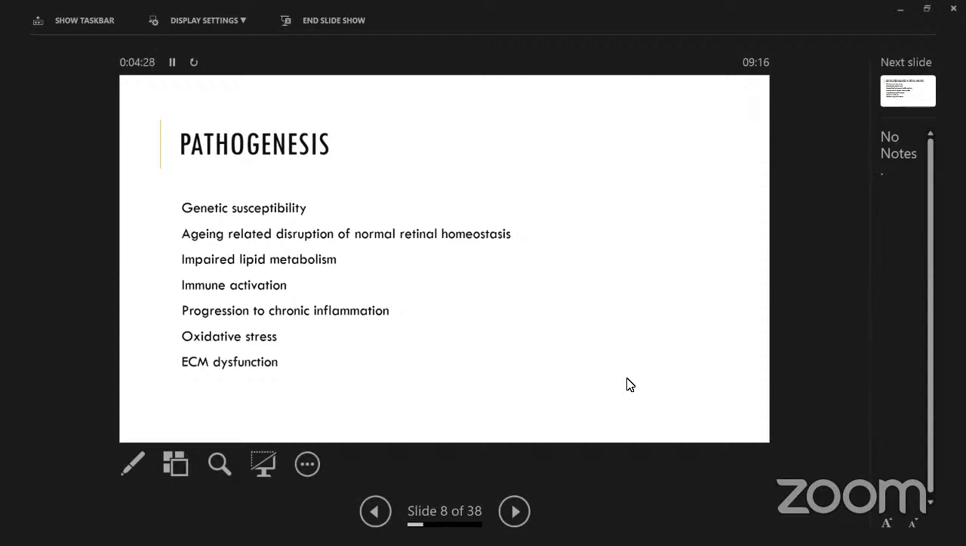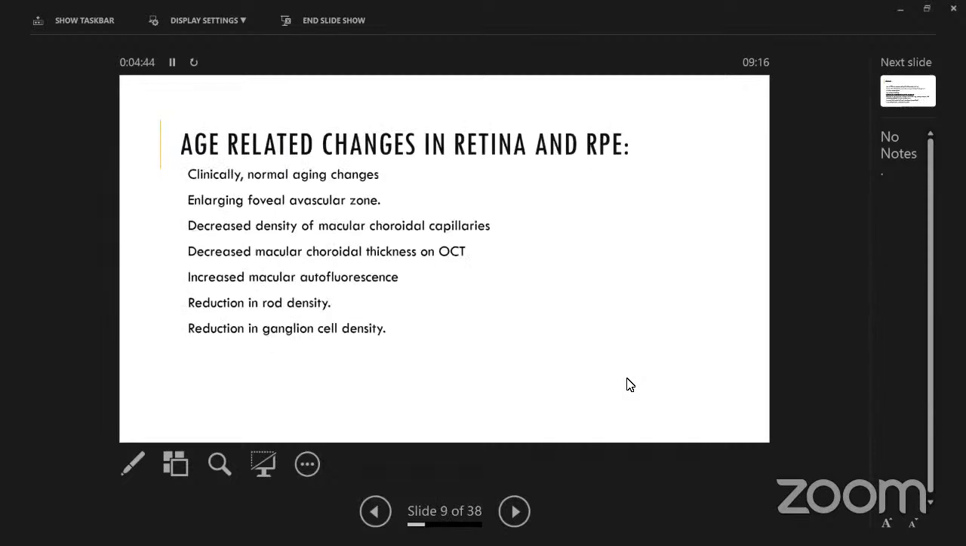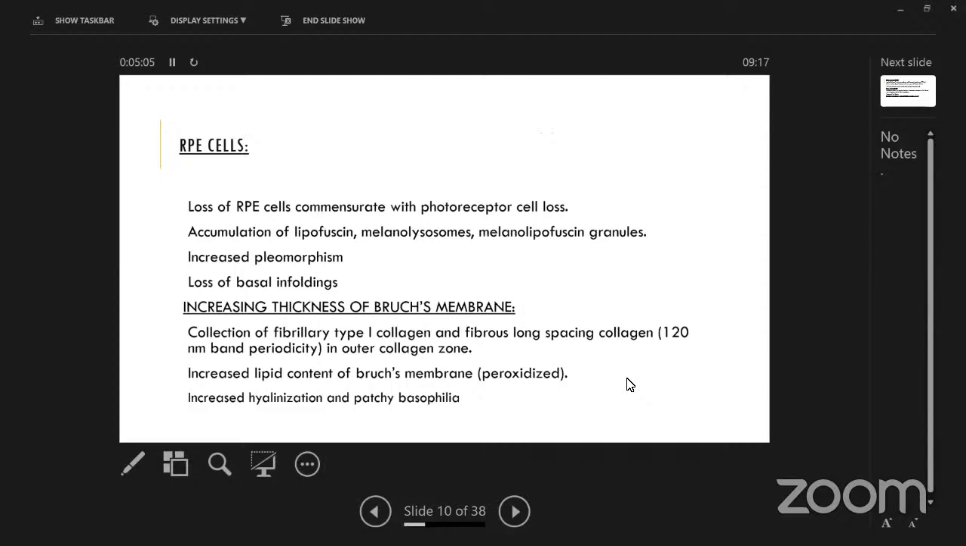Coming to the pathogenesis, there is a genetic susceptibility, then aging-related disruption of normal retinal homeostasis, along with impaired lipid metabolism, immune activation, progression to chronic inflammation, oxidative stress, and ECM dysfunction. So in the normal age-related changes in the retina and RPE, for normal aging, the clinical changes seen include an enlarging foveal avascular zone, decreased density of macular choroidal capillaries, decreased macular choroidal thickness on OCT, increased macular autofluorescence, and reduction in rod density and ganglion cell density.